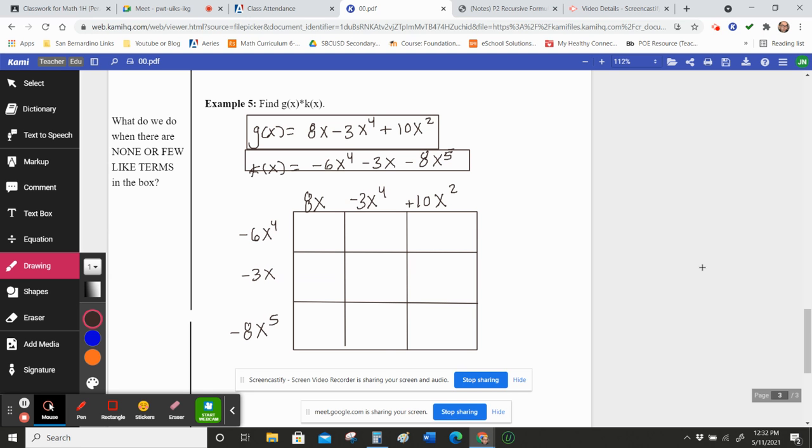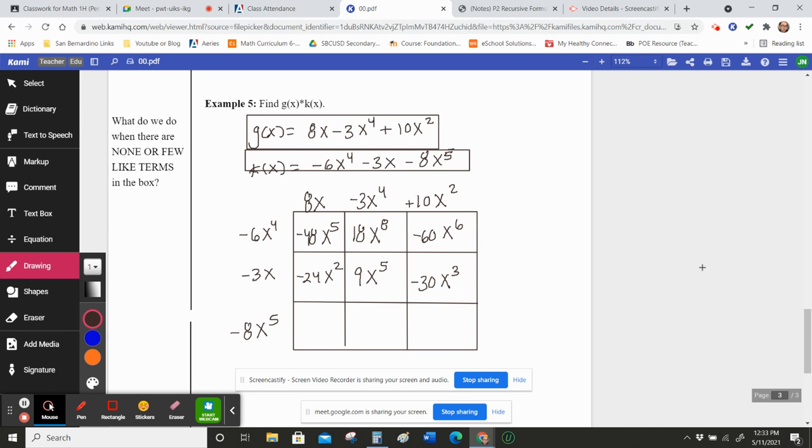6 times 8 is 48, so we get negative 48x to the power of 5. 6 times 3 is 18, so we get 18x to the power of 8 when we add the 4 and the 4. Next one, we get negative 60x to the power of 6 when we add the x's. For the next row, we're going to get negative 24, and then we have two x's, so x squared. For the next one, we get negative 3 times negative 3, which is positive 9. So it's 9x to the power of 5 because we have 5 x's total. The next one, we get 10x squared times 3, which is negative 30x to the power of 3, 3 x's total, right?